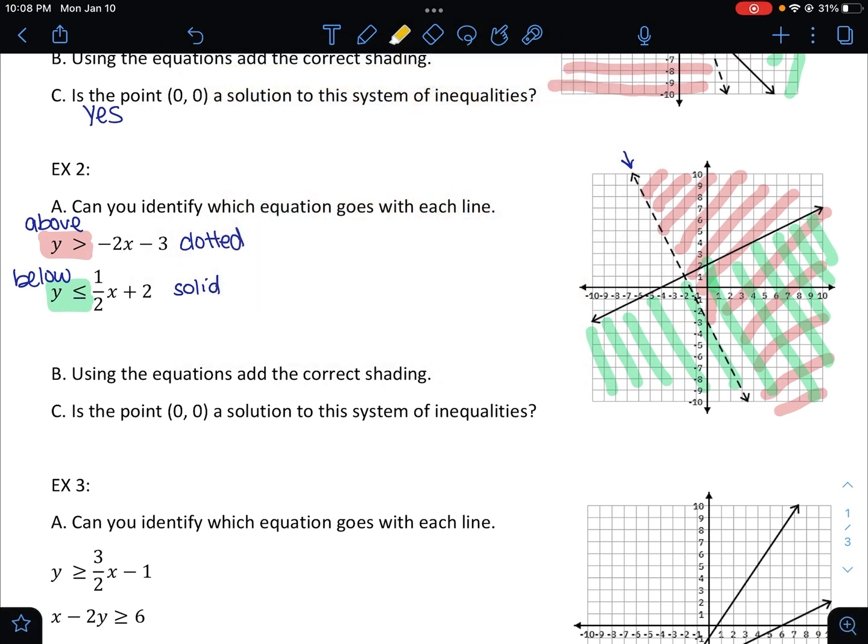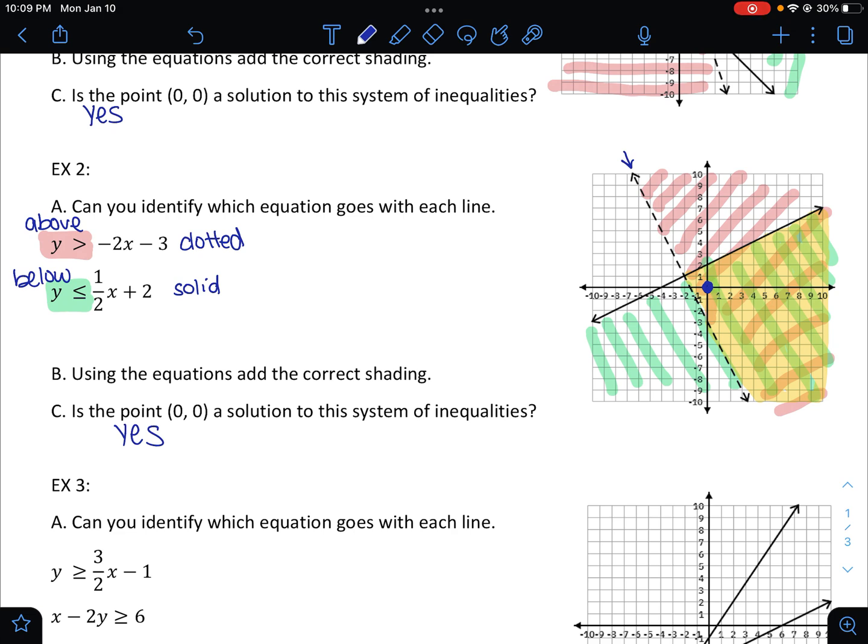What we are looking for is the overlapping shading, which is this area that I am now highlighting in yellow. That is the overlapping area, which means any point that falls in this yellow area is in the solution set. So, is 0, 0 a solution to the system? Well, I plot my point 0, 0. It falls in that overlapping area, so yes, it is.